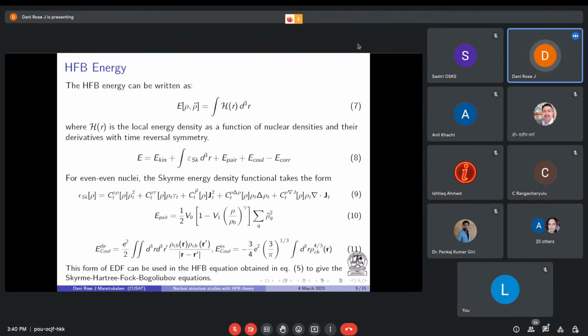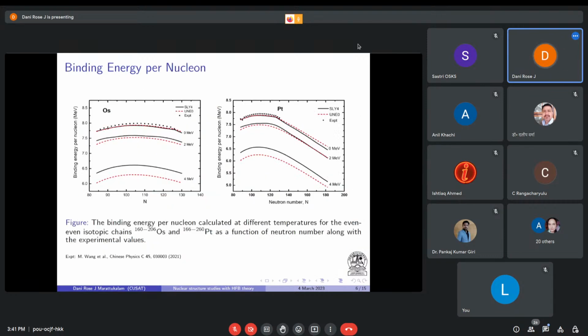Again, the Skyrme force has a form given in equation 9, which is essentially an expansion in terms of momentum and density, and the spin current of the nuclei. The pairing and Coulomb interactions are also as given in the equation. So substituting these values of energy and solving the equation using the code, we could obtain values for different properties of the nuclei. And so I will move on to discuss some of the results I have obtained.